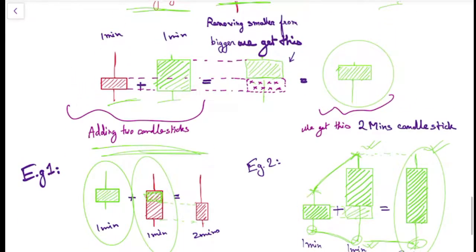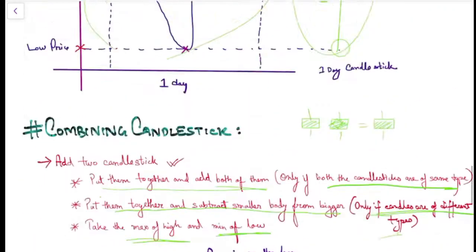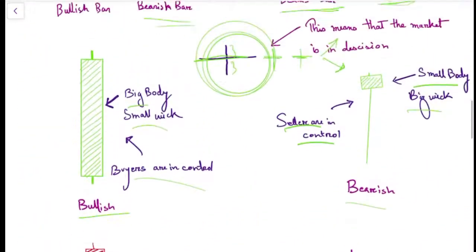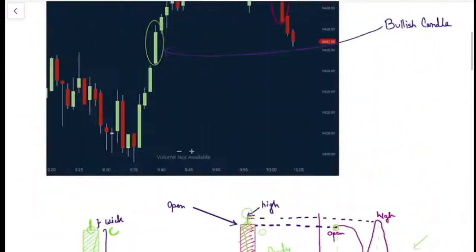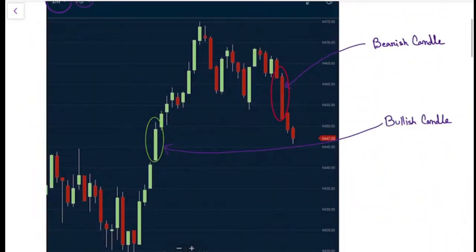Now you know how to combine a candlestick, and you also know the different types of candlesticks. You will understand by looking at the chart what these candlesticks show. In this chart you can see that this candlestick shows the price opened here and closed here. The maximum was this and the minimum was this. Now you can combine these two. Just delete the smaller part. If you combine these two, it will be something like this.